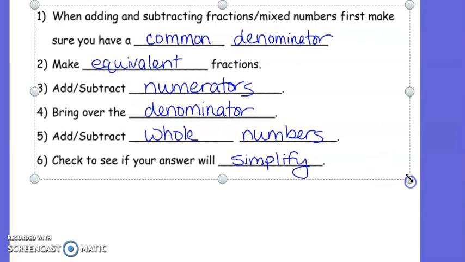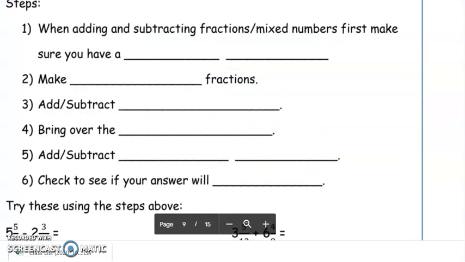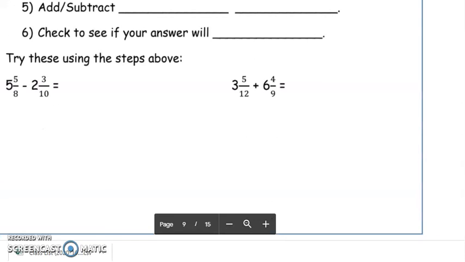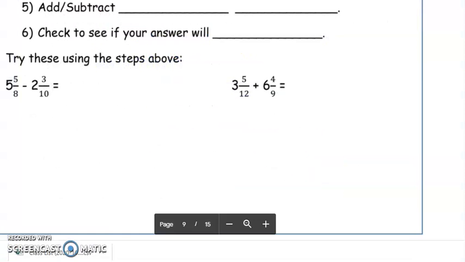Okay, so we're going to go back and we're going to delete this. And we're going to try to solve our problem here. Okay, so try using the steps above and we're going to solve this. So as a reminder, step 1, we're looking for a common denominator. In order to find a common denominator, some of you can look at this and figure it out really quickly what it is.